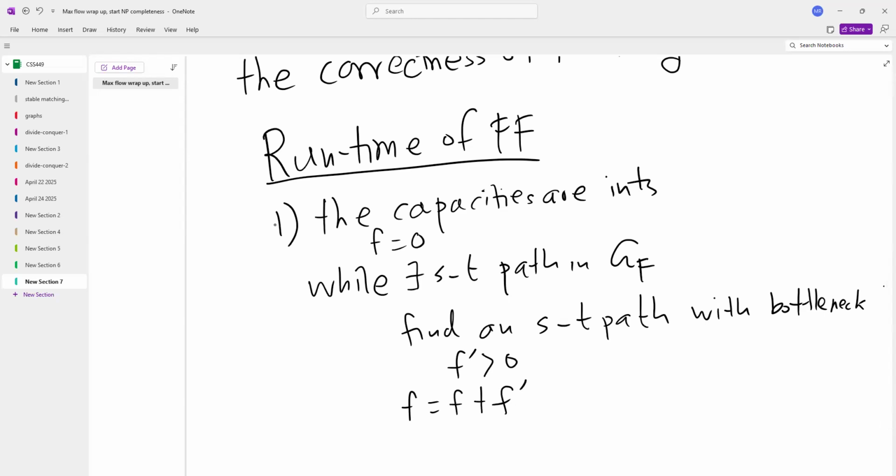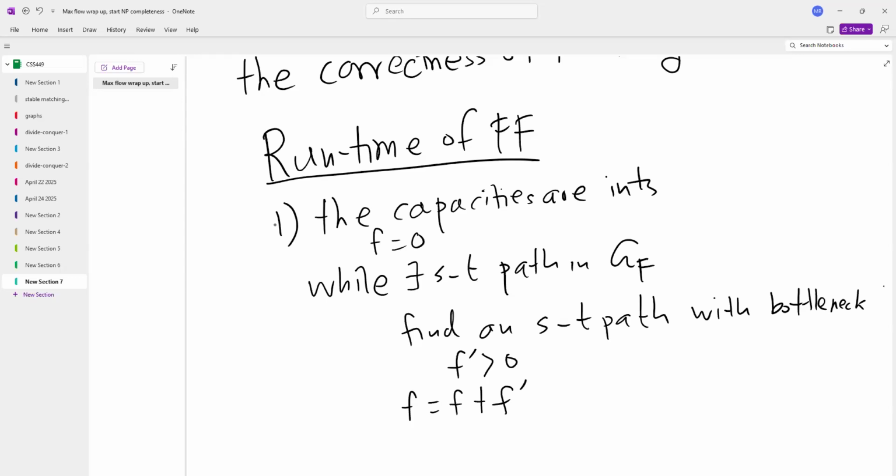Mathematically, what this means is that f prime is the amount of capacity we are using up on that path. So for every edge on that path, we will increase the flow by that amount, right? Every other edge stays the same, right? And then eventually, when we return a max flow, we are just going to check the source and its adjacent edges. What is the flow of that? That's the value of the flow, right?